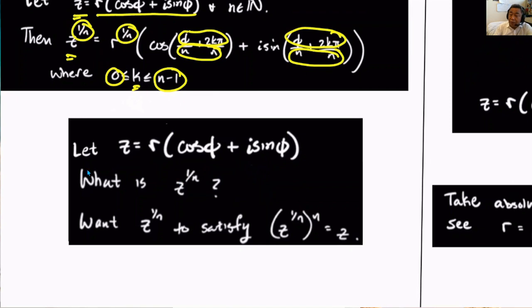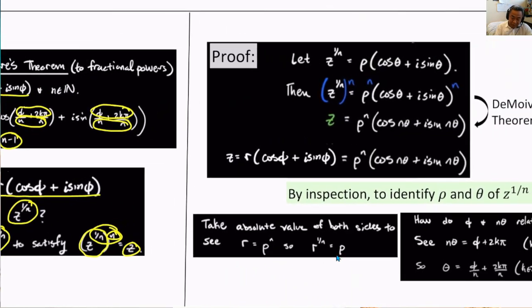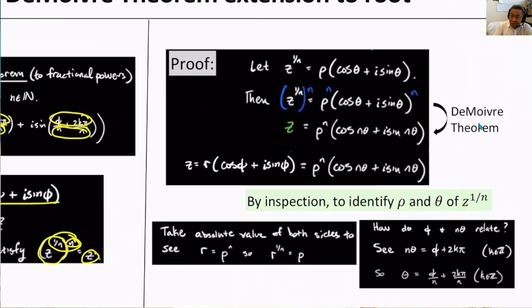So the question is, if we have z equal to this value, what is the nth root of z? The first idea is that this needs to satisfy z to the power 1 over n, exponentiated by n. So these will cancel and we'll get back z. We want this to satisfy so that at least we get back what we want from the root. If this is the nth root of z, then when we exponentiate by n, we should get back z. That's what we want. So let's see how we proceed.